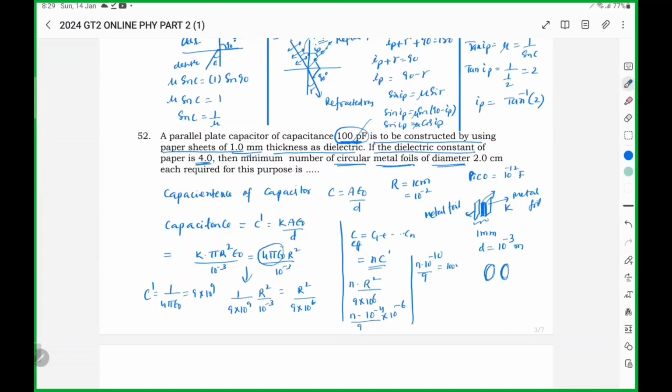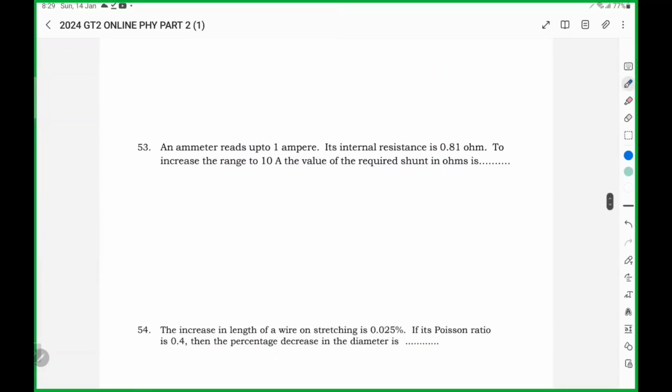Which is equal to 100 picofarads. It's 10 power minus 10. That means how many such capacitors are required? 9 capacitors. Each capacitor has 2 metal foils. So the number of metal foils required is 9 into 2, which is 18.